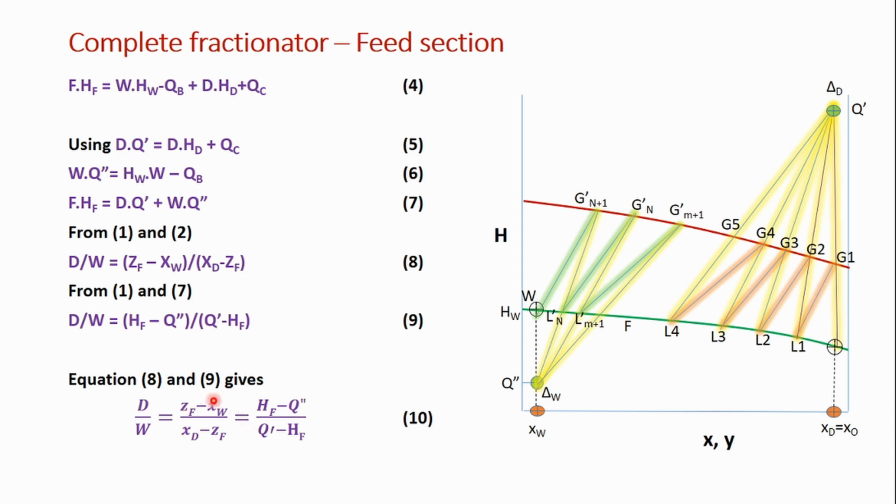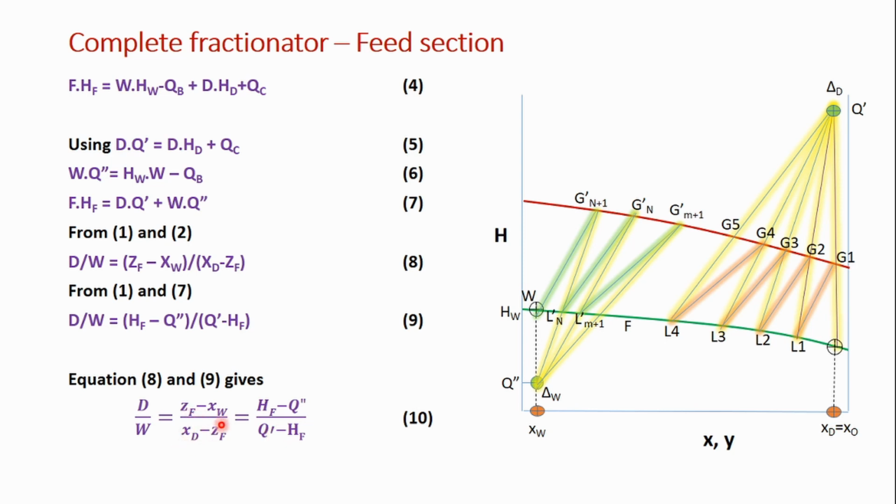And it is equation 8 and equation 9 written together. So they are giving us this expression, and if I look at this expression, this operating line can be represented as a straight line whose coordinates are, one of the coordinates is ZF, HF, XW, Q double dash and XD, Q dash.